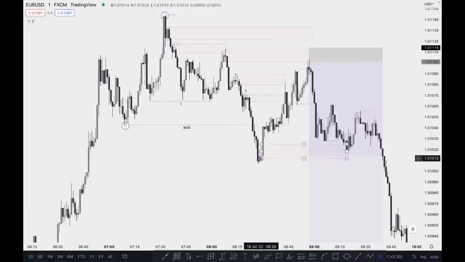Because the market did not sweep the liquidity. Price must sweep the liquidity to confirm and validate a high probability order block. So this is the first scenario. Let me explain one more example so you can understand more clearly.